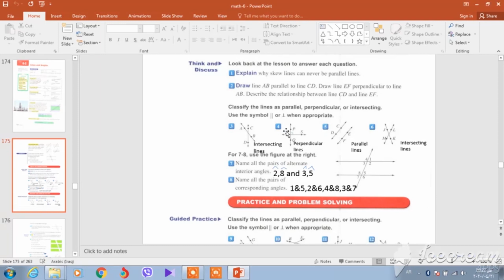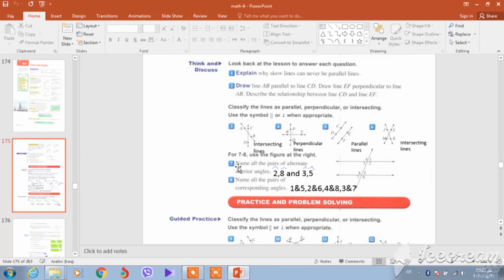In practice 4, we have line PQ and line RS. They are perpendicular lines, because they make right angles in all angles. Number 5 is parallel lines. This is parallel because they cannot intersect. We have the same distance between the two lines at all points in the lines. Number 6 is intersecting lines because they intersect at one point.